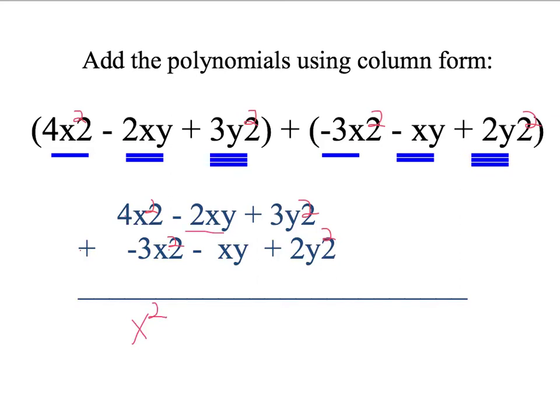Here I have negative 2xy plus negative 1xy. So I have negative 3xy. And then 3y squared plus 2y squared. So that's 5y squared. Okay, so again, I'm just combining the terms that are the same.